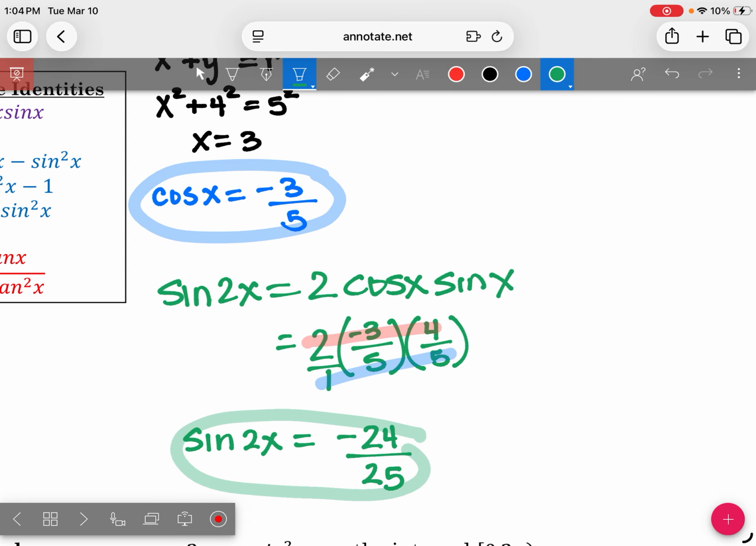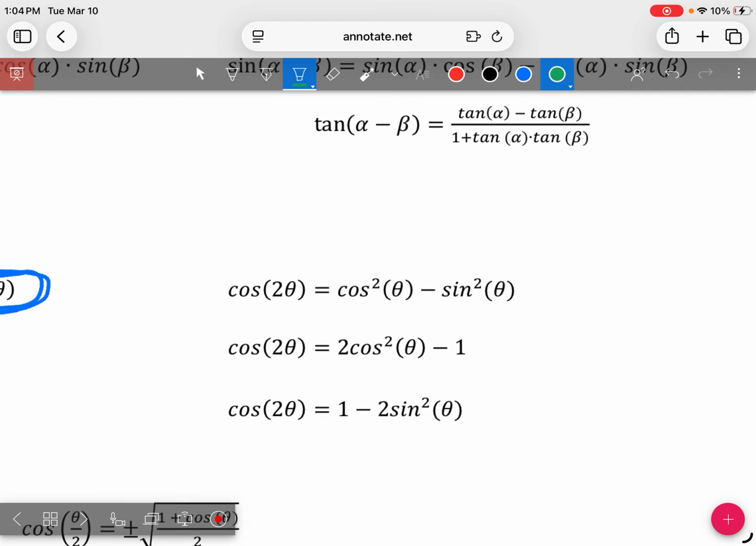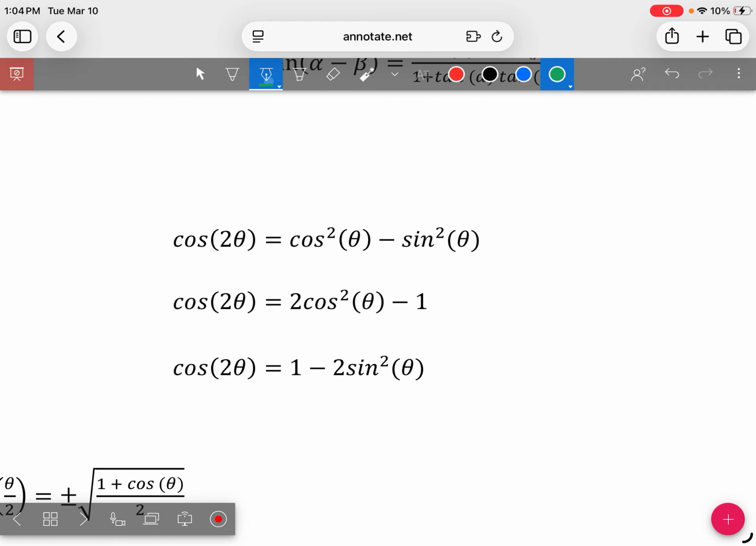So now let's talk about cosine double angle. Cosine double angle, you have 3 choices: A, B, C. It doesn't matter. You get the same answer every single time. So which one do you want to use? So Robin, pick one. B? All right, let's do B.